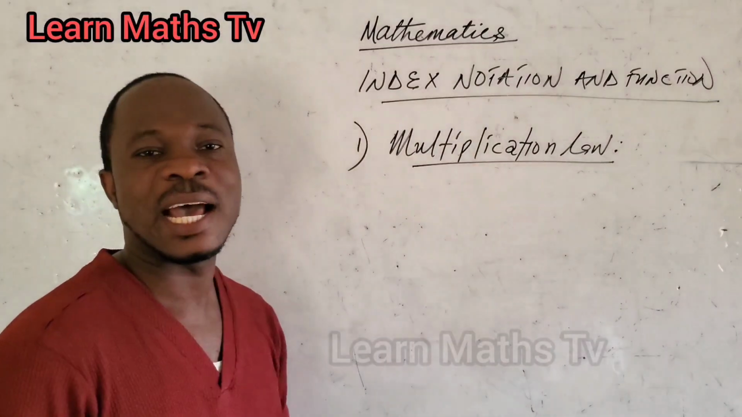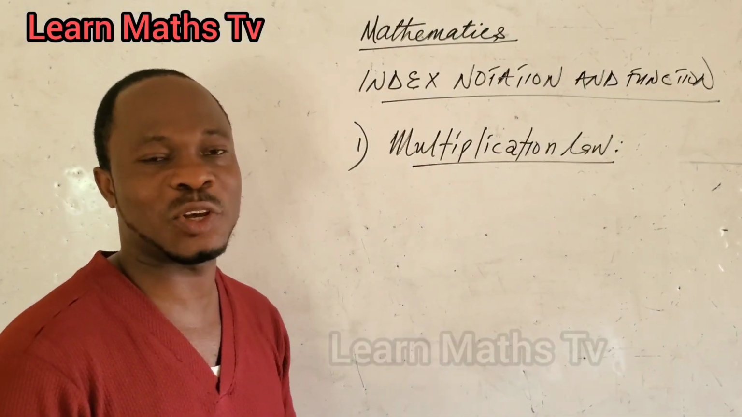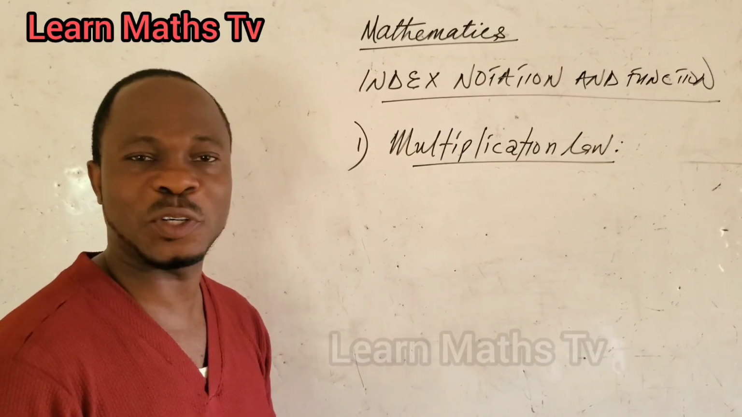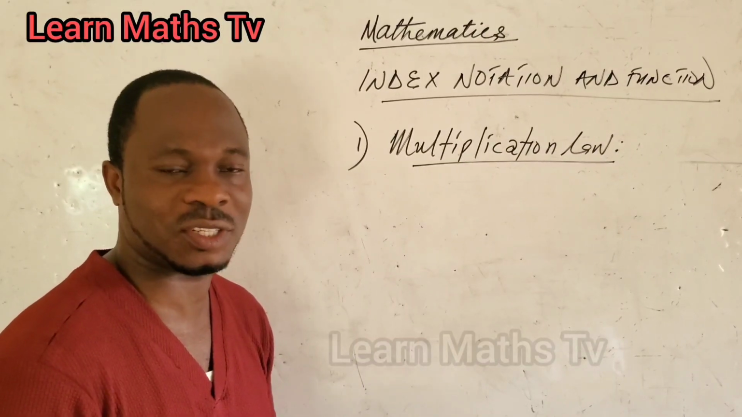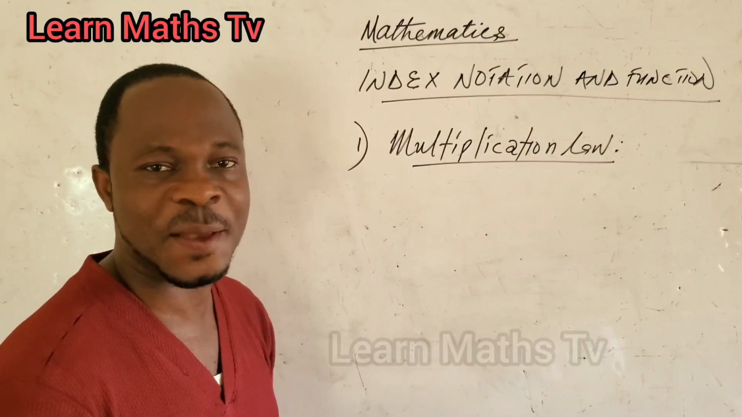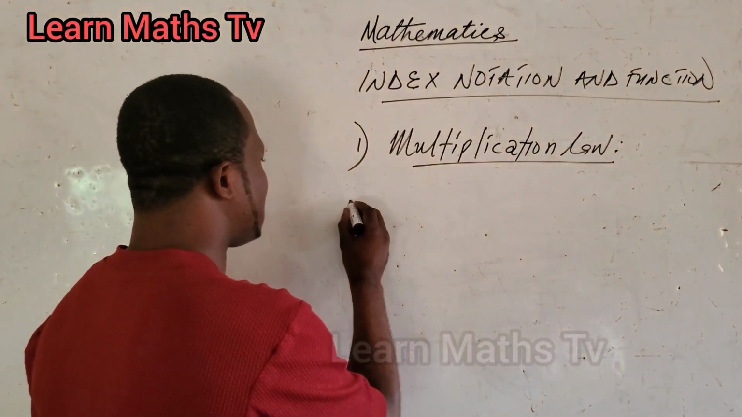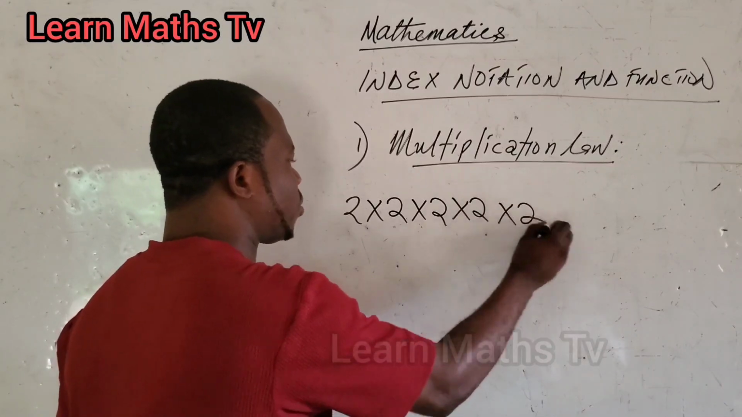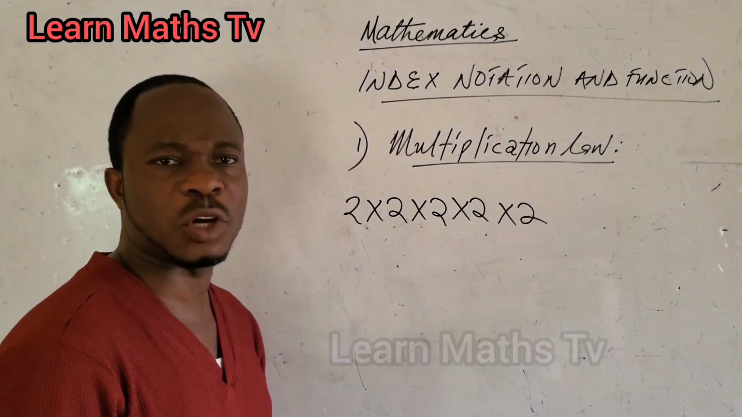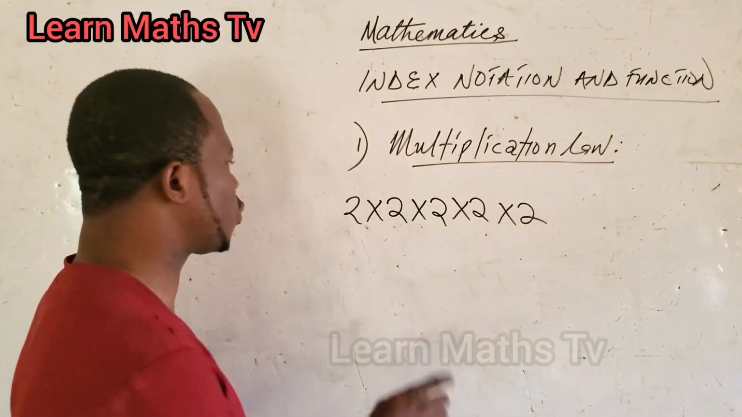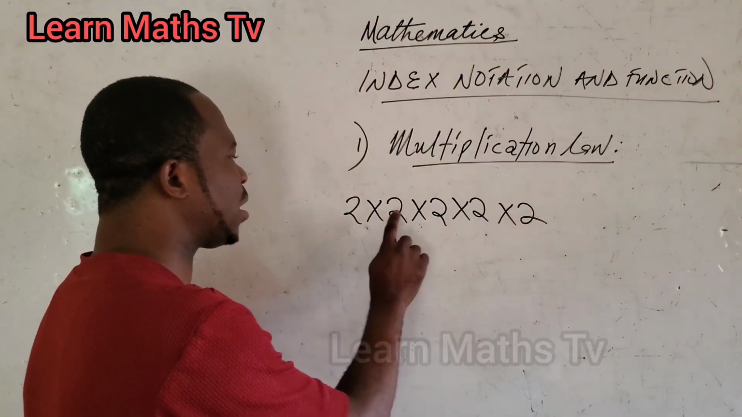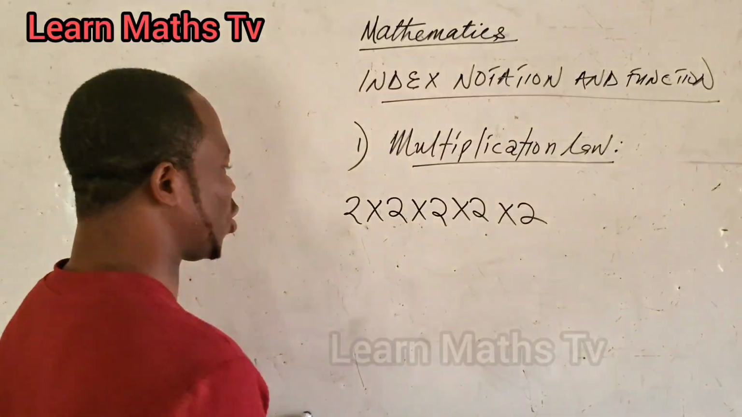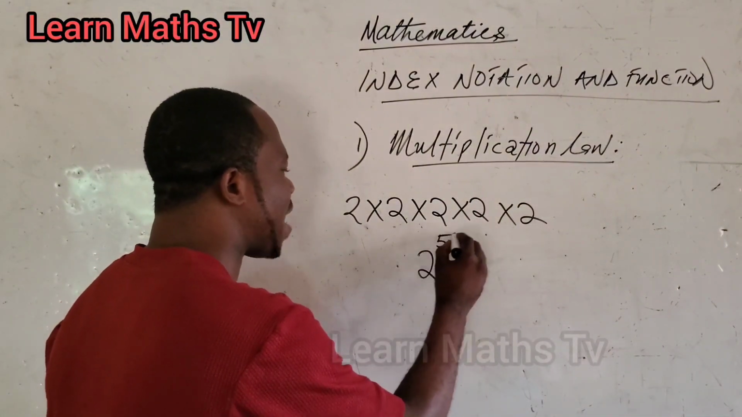Index notation and function. When we say index notation, what comes to mind? It is simply a method of shortening products of a number of equal factors, or numbers that are the same. Let's take, for example, 2 times 2 times 2 times 2 times 2. Looking at these individual factors, we find out that they are the same. When we count them, it reads 1, 2, 3, 4, 5. So how can index notation help us here? We can shorten it to be 2 raised to the power 5.